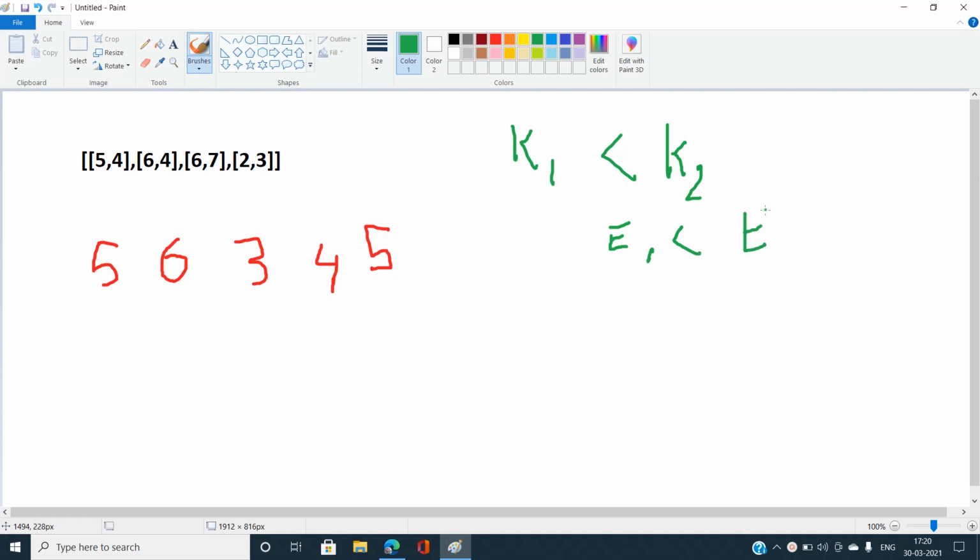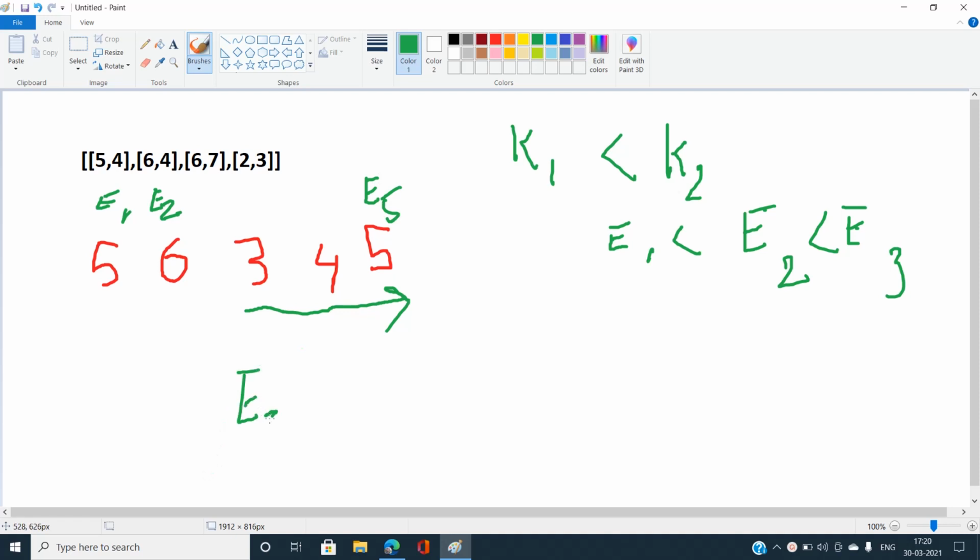and should be less than E3, and so on. Okay, if this is possible. Okay, so let's find it out. You can see in this case also 3 is less than 4 and 4 is less than 5. So our answer would be, let's say if I number these envelopes E1, E2 and so on up to E5, we can easily say E3 is less than E4 and E4 is less than E5 are the sequence of envelopes whose size in total is equal to 3, and this is our answer.